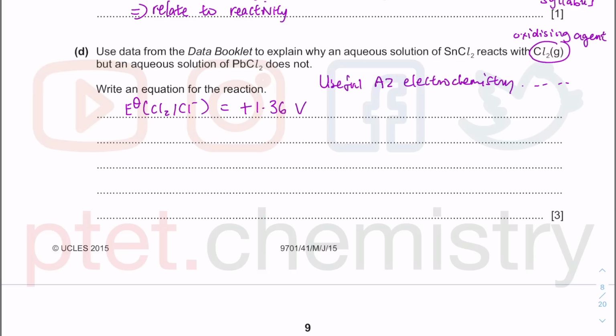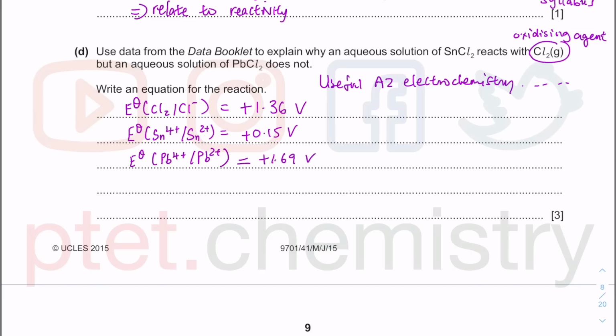You are trying to use this as an oxidizing agent, so you're oxidizing Sn2+ to Sn4+. So we're looking at Sn4+ on the left hand side, because everything in the data booklet shows you the reduction potential. So we have E0 for Sn4+ and Sn2+, which gives plus 0.15 volt, whereas E0 for Pb4+ and Pb2+ gives plus 1.69 volt.